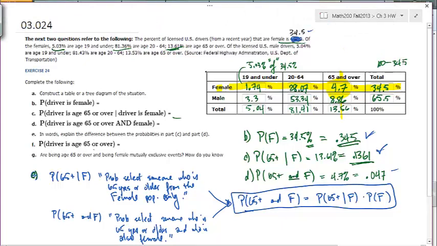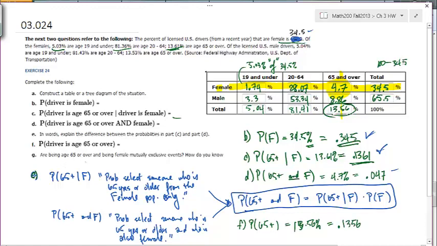Driver is 65 or over. If we're just looking at the probability that the driver is 65 or over, this is any driver. It doesn't have to be female, so the probability that the driver is 65 or over would be this 13.56. So for part F, the probability that the driver is 65 and over is 13.56%, or again as a decimal, 0.1356.